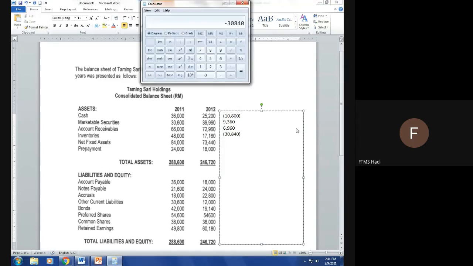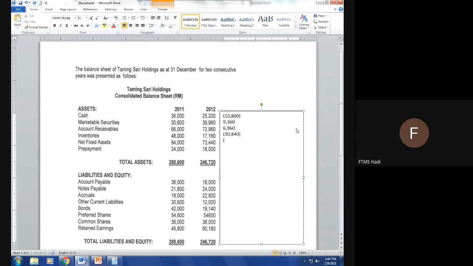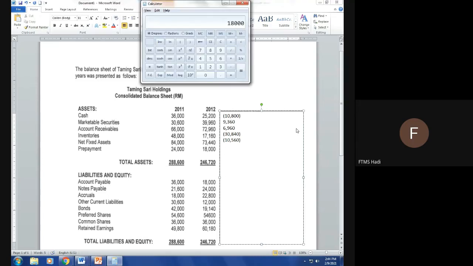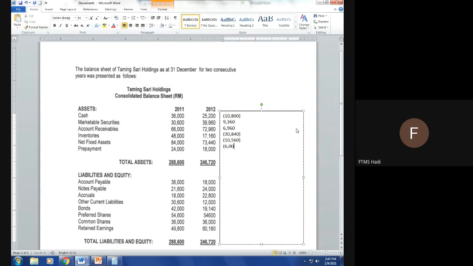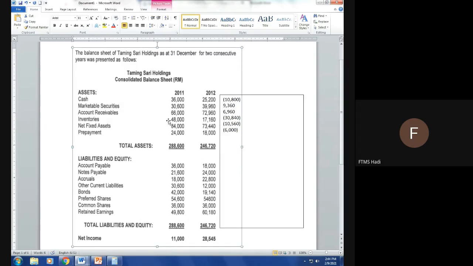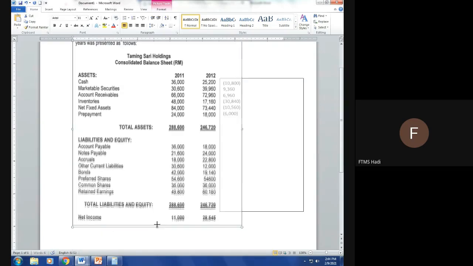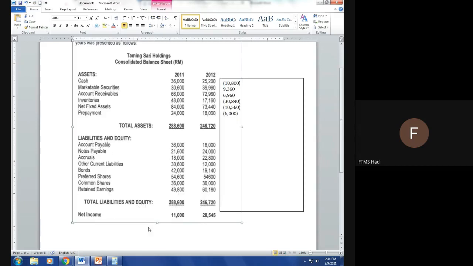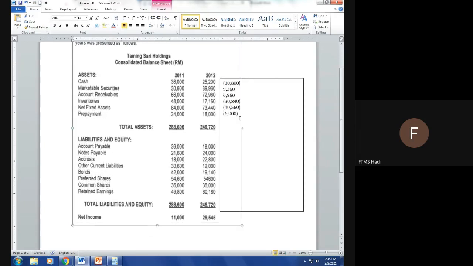And then the next one, 73440 minus 84000, that means negative 10560. Okay, and then prepayment, 18000 minus 24000, negative 6000. Total asset we don't have to do, because it represents everything there. Alright, okay, I hope you're clear about this one.